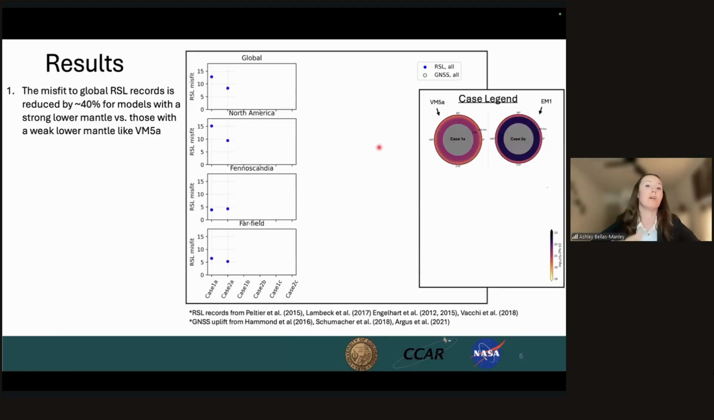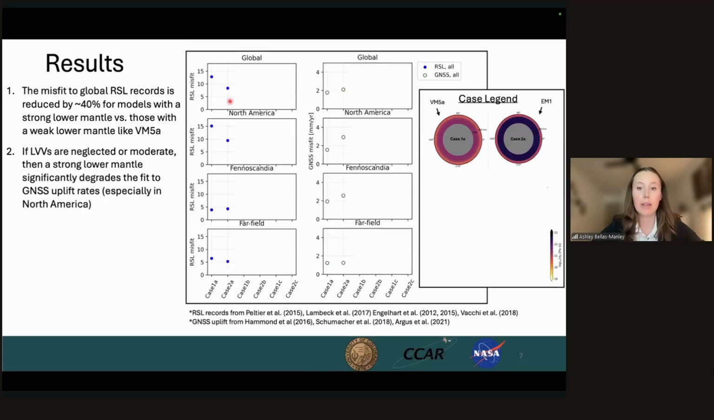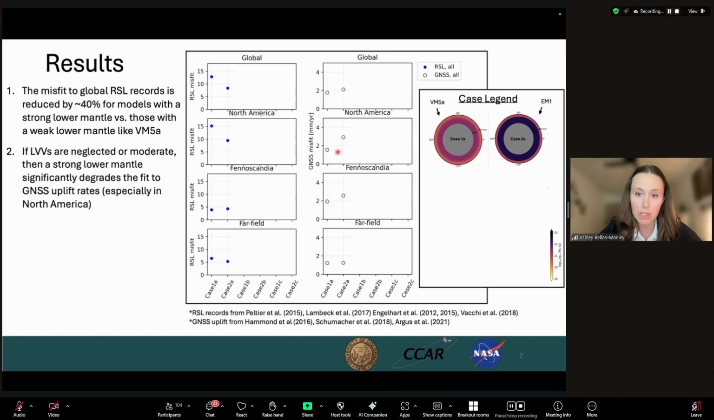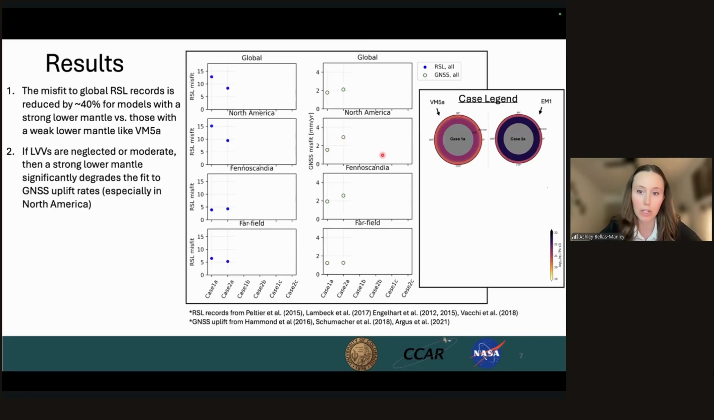The results are that by increasing lower mantle viscosity, we see a reduction in the misfit to relative sea level records of 40%, but that comes at great cost to the misfit to uplift rates from GNSS, particularly in North America. So a factor of 2 increase is not worth a 40% reduction. That one's not viable. And this is primarily why GIA studies have indicated that the lower mantle can't be strong.